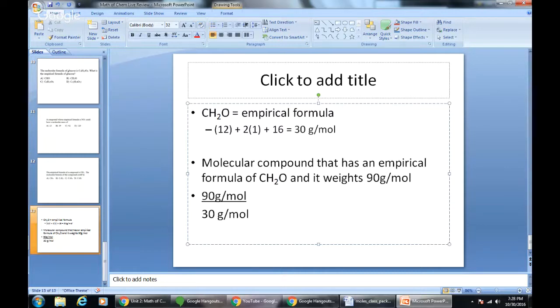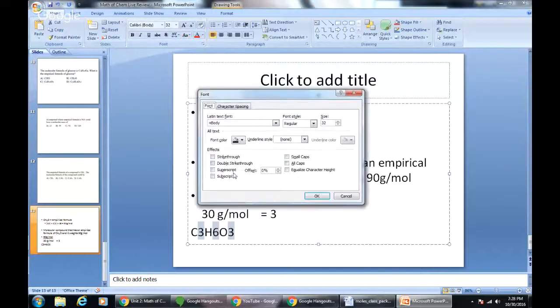And that tells you all your subscripts are going to increase by a factor of 3. So it becomes C3H6O3 because everything's multiplied by 3. And let me make those subscripts there. I hope that answers your question. Do you need me to do another one?